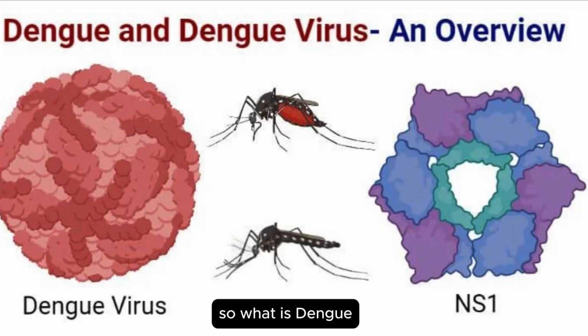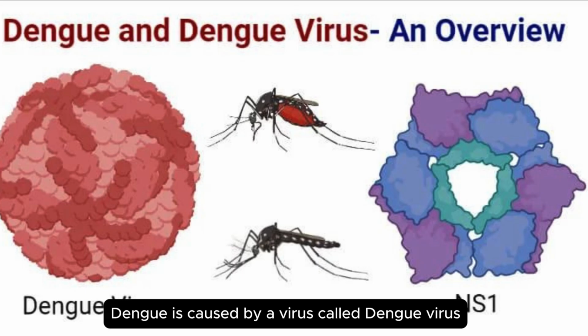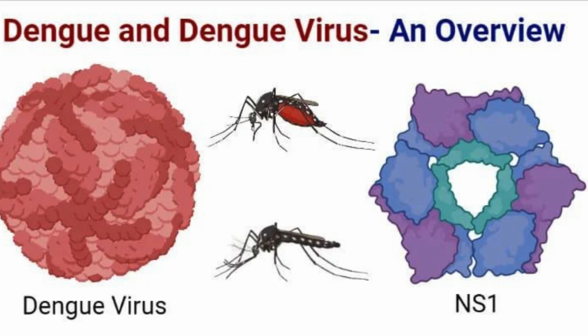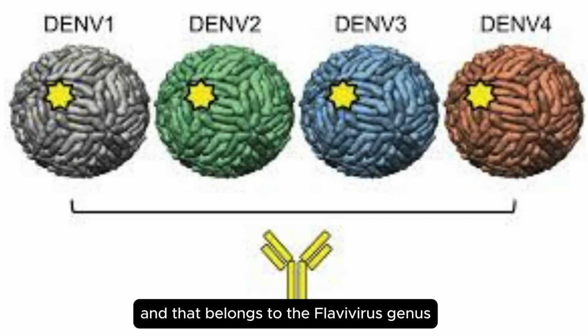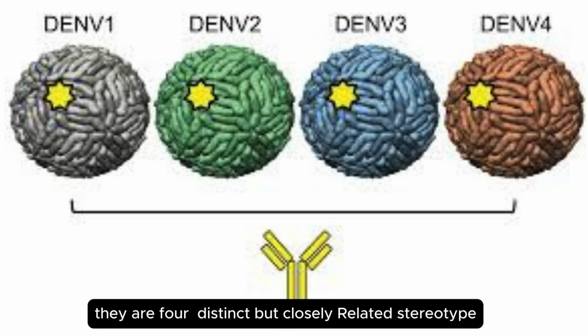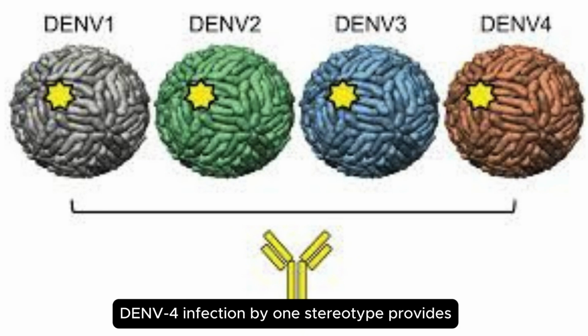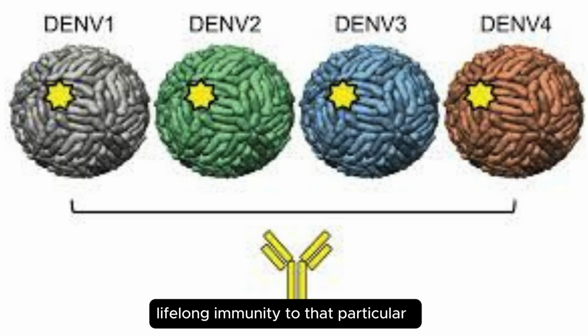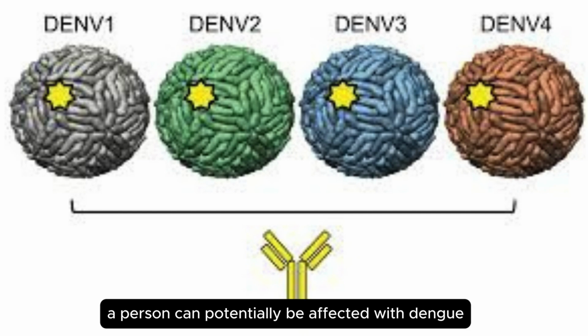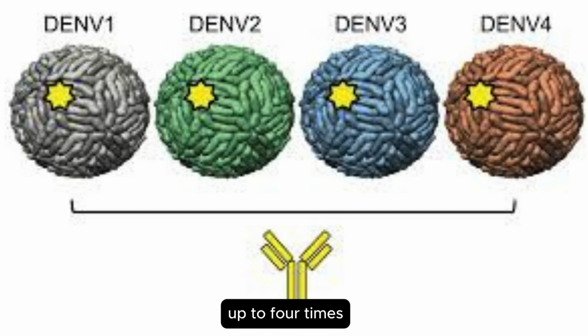So, what is dengue? Dengue is caused by a virus called dengue virus, which belongs to the Flavivirus genus. There are four distinct but closely related serotypes of the virus: DENV1, DENV2, DENV3, and DENV4. Infection with one serotype provides lifelong immunity to that particular serotype, but not to others. This means a person can potentially be infected with dengue up to 4 times.